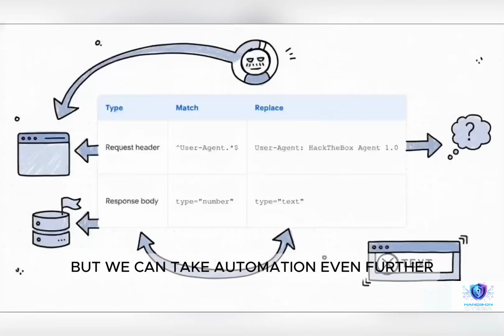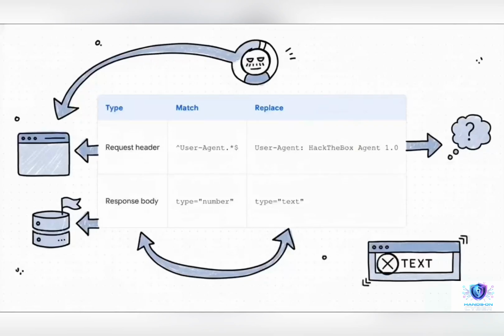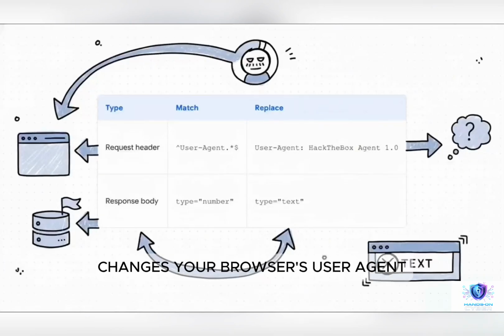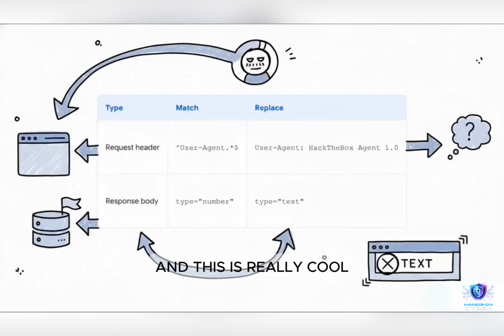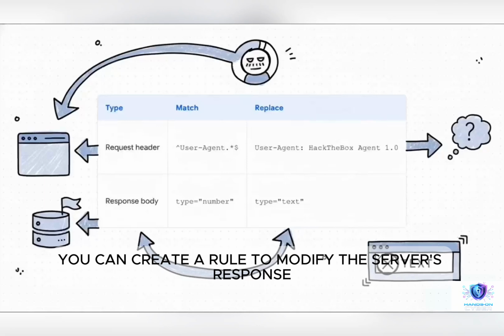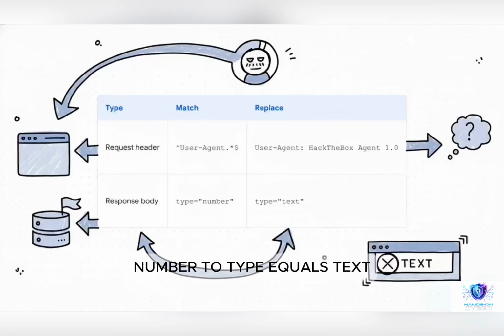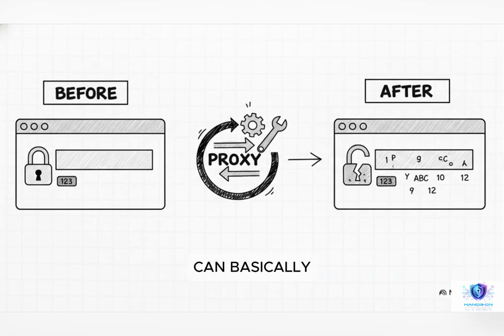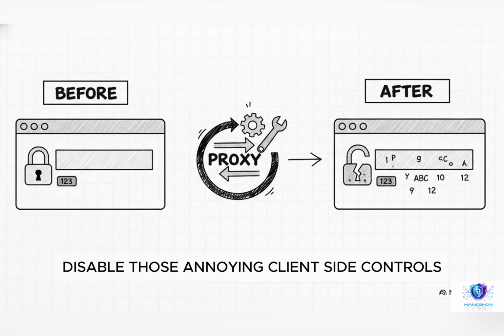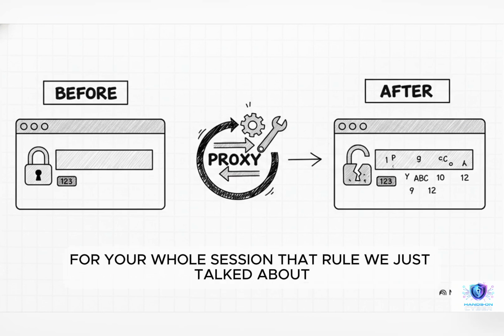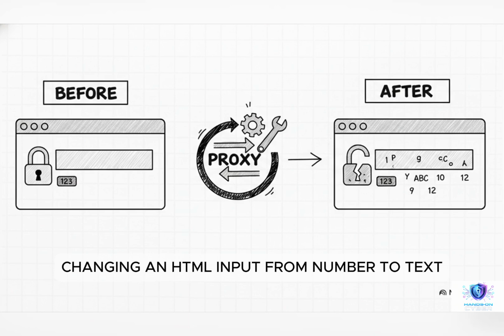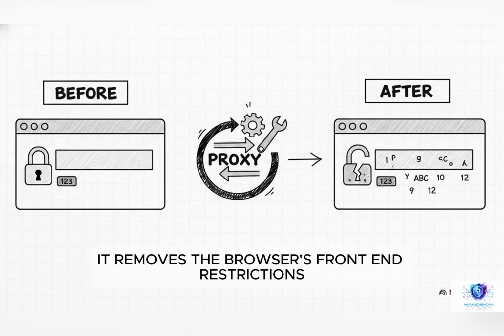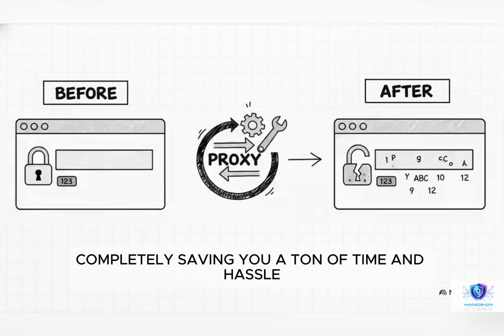But we can take automation even further with match and replace rules. You can, for instance, set a rule that automatically changes your browser's user agent on every single request. Or, and this is really cool, you can create a rule to modify the server's response, like changing an input field from type equals number to type equals text before it even gets to your browser. And why would you want to do that? Well, because automating these response modifications can basically disable those annoying client-side controls for your whole session. That rule we just talked about, changing an HTML input from number to text, removes the browser's front-end restrictions completely, saving you a ton of time and hassle.